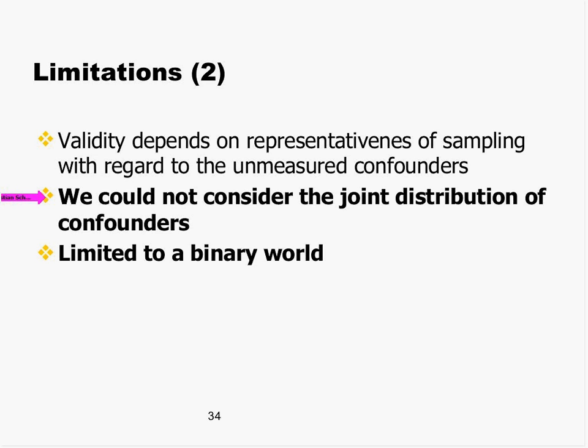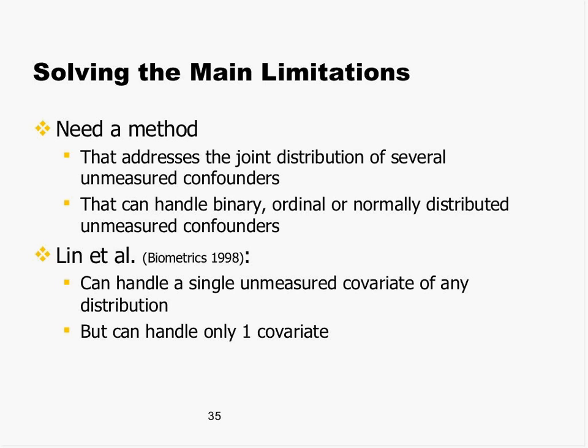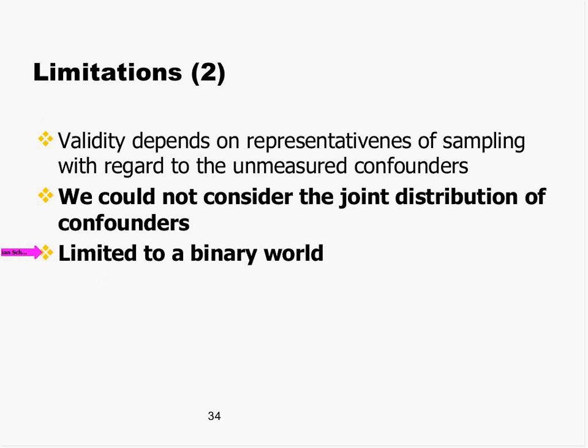We could not consider the joint distribution of the confounders, and even more so, we are limited to a binary world, right? The exposure binary, outcomes binary, and all the confounders have to be binary in order for the algebra to work out. Of course, we have to assume that our, can you go back once? That the sample that we work with is representative for the main study.